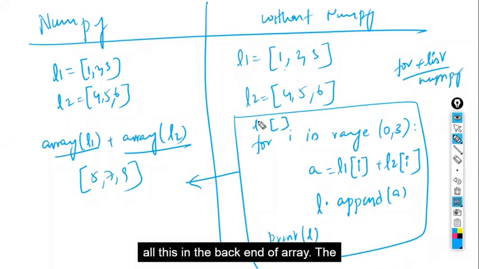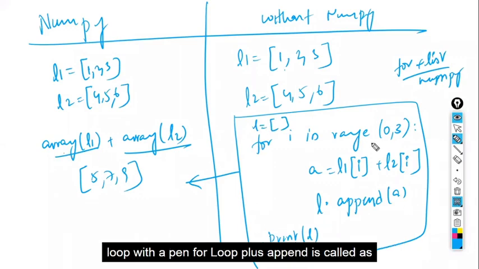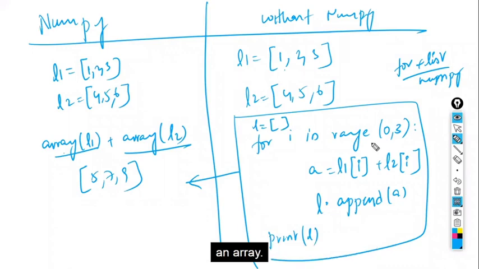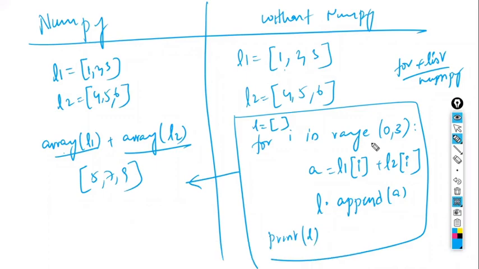By combining all this, in the back end of an array the same thing is there: for loop with append. For loop plus append is called an array.